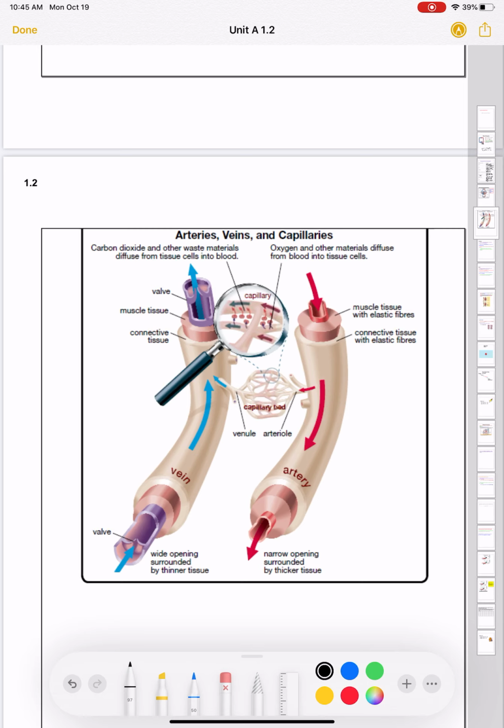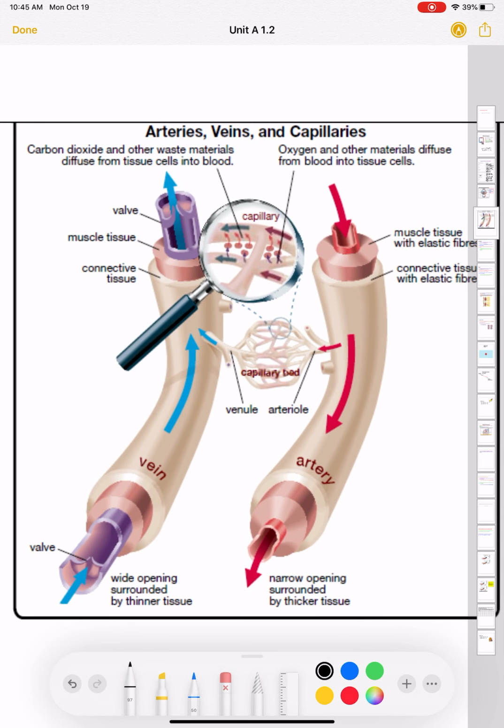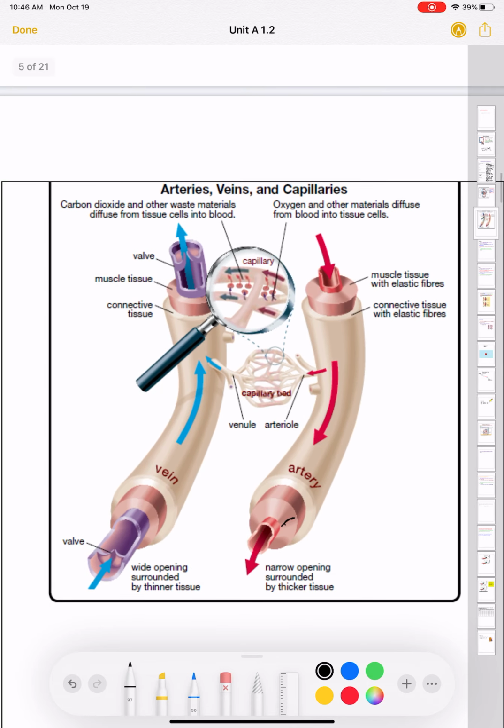This is a picture of the arteries and veins and capillaries, just to show you a little bit more of what I was talking about. On the right-hand side, here's the artery, and it's got really thick walls. They're quite elastic, with a narrow opening surrounded by thicker tissue. It's got a lot of muscle with elastic fiber and connective tissue, which is elastic as well. So it can withstand a lot of pressure. Then it goes to our capillaries, which are very thin. You can see this magnifying glass, it's very small.